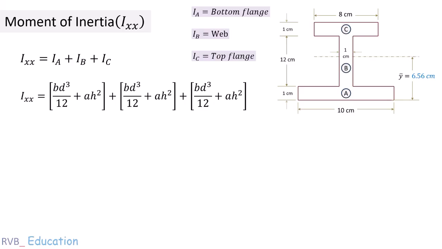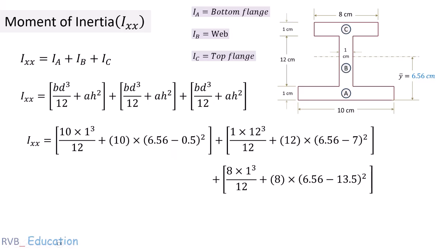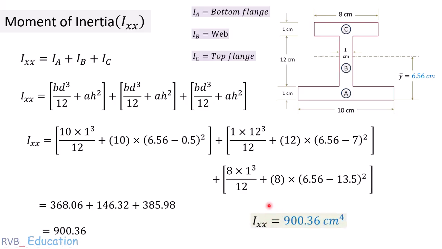The theorem allows us to transfer each rectangle's moment of inertia to the common centroidal axis before summing them to obtain the total moment of inertia. Here is the solution steps you have to see here. After solving, we get Ix, the moment of inertia about the centroidal x-axis, is equal to 900.36 centimeter raised to 4.